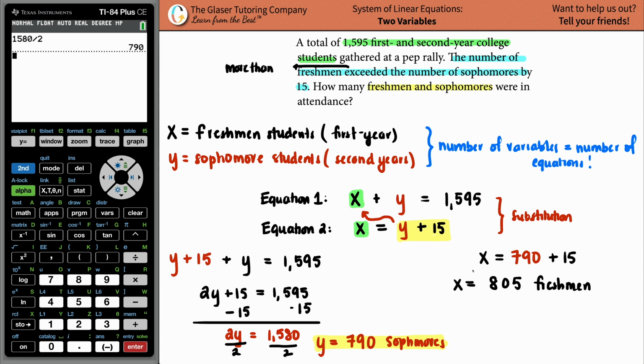Okay, so we have 790 sophomores and we have 805 freshmen. And if you want to just triple check on this, if we add up these two values, do we get 1,595? Yes, we do. So we are good to go. And we answered the question, I believe, right? Yep, they just wanted how many freshmen and sophomore were there. So we have 805 freshmen, 790 sophomores, and we are done.